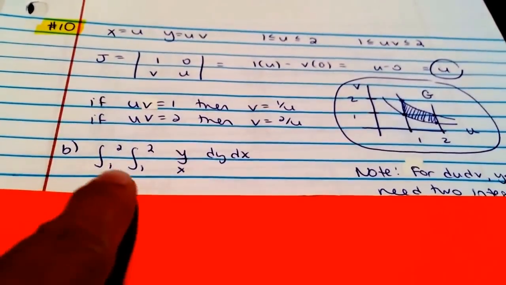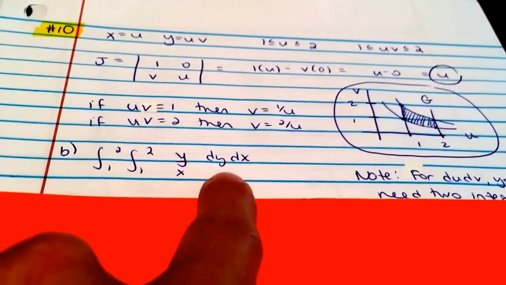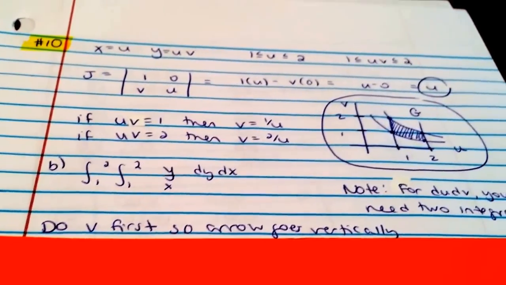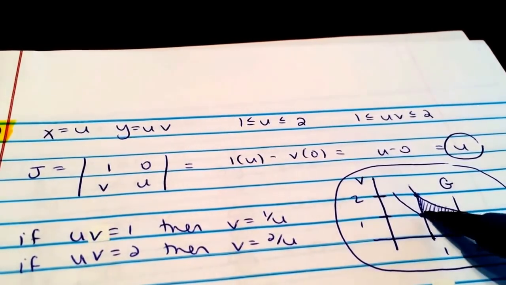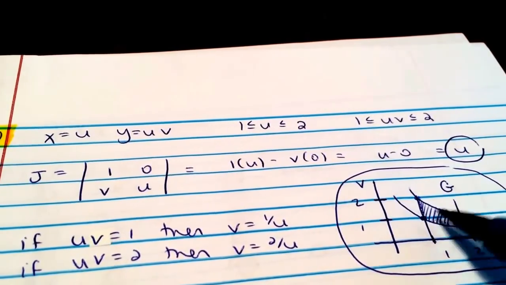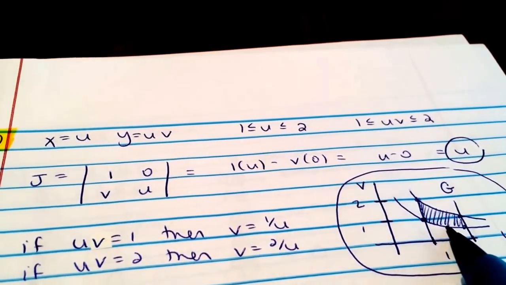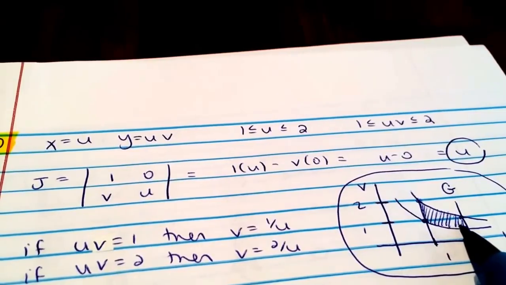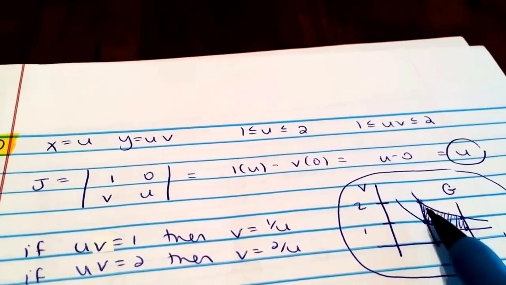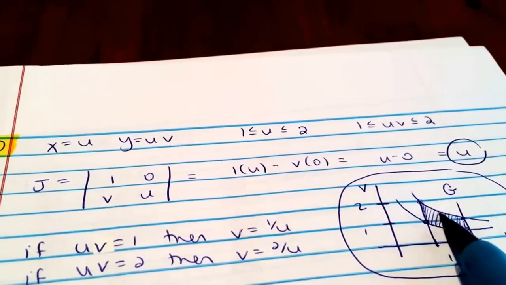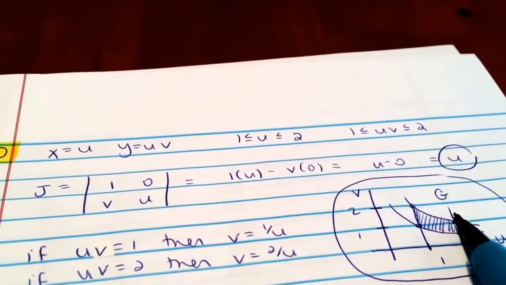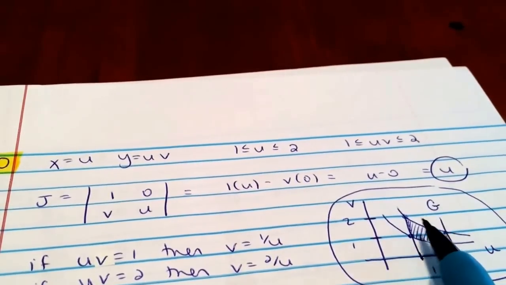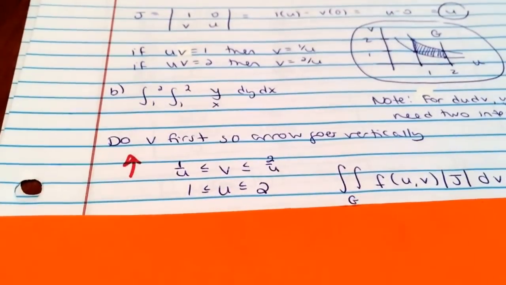Now I've got to change the bounds, change the function, change the dy dx. So here, and this is maybe not quite as obvious, but if you try to go left to right, see how down here you've got this curve on the left and this on the right, but up here you've got this line on the left and this curve on the right. So if you were going to do your arrow horizontally, you would need 2 integrals. And again, why would you do 2 if you can just do 1? So here, don't do it horizontally. You want to do it vertically, so you can do just 1.